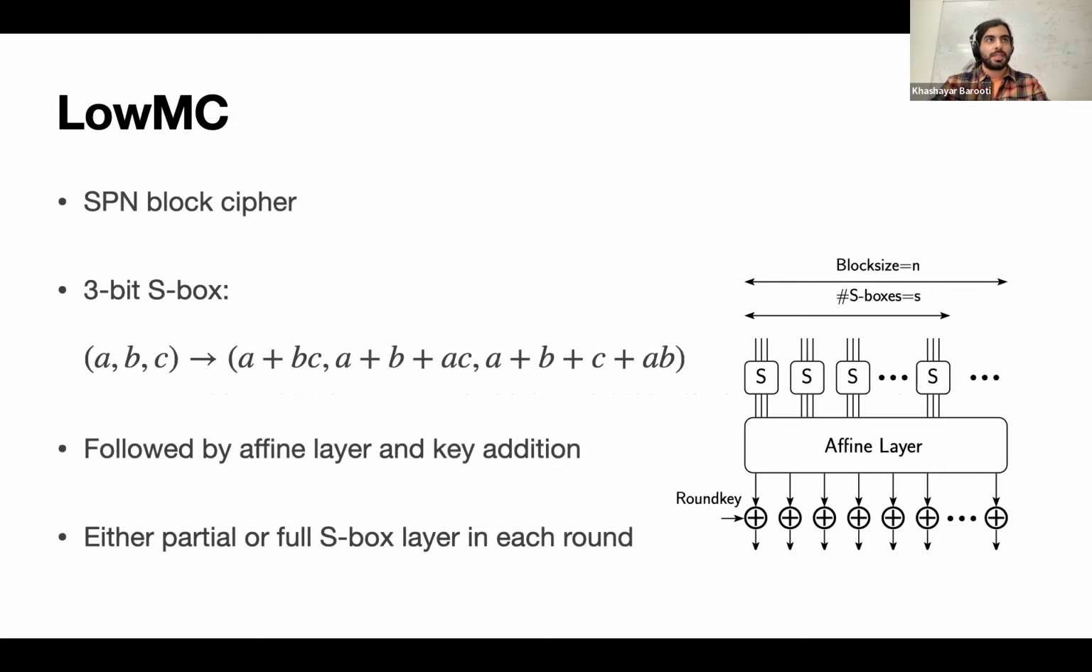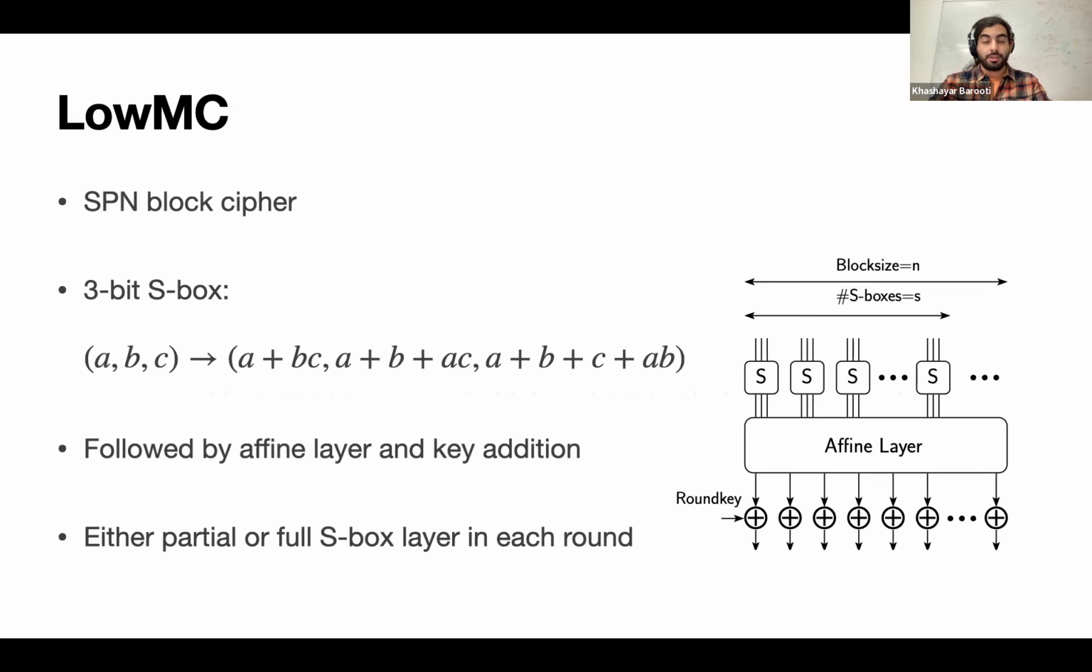Looking at LowMC, it's a simple SPN, where the N is the network in SPN. It has a 3-bit S-box, as you can see written there. It's a pretty simple S-box, and the S-box works on 3 disjoint bits in every round. Then it's followed by an affine layer and the round key. So the only nonlinearity in the whole round would be the S-box.